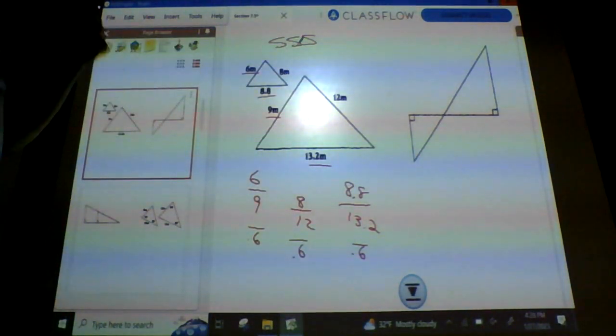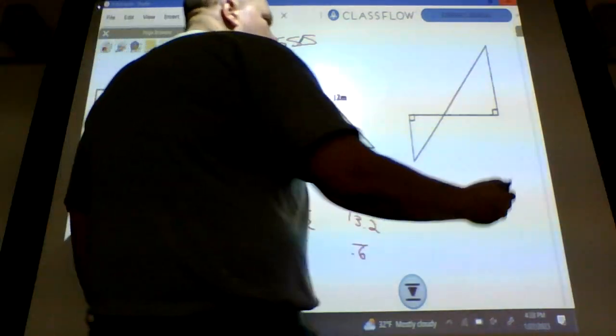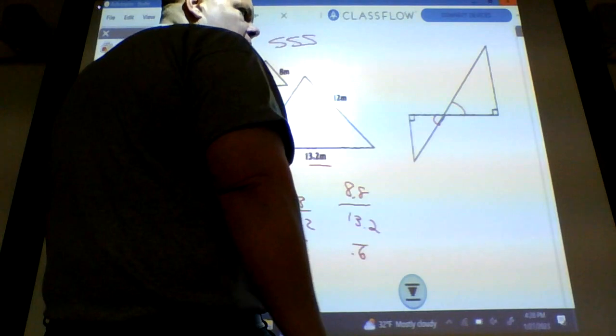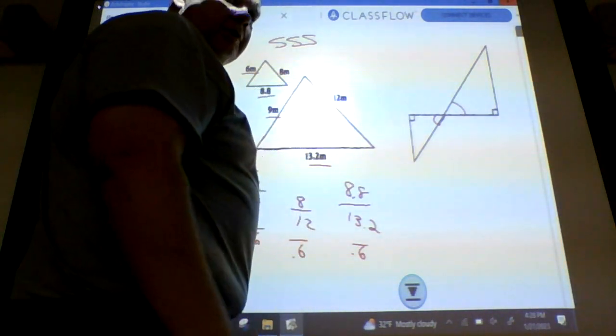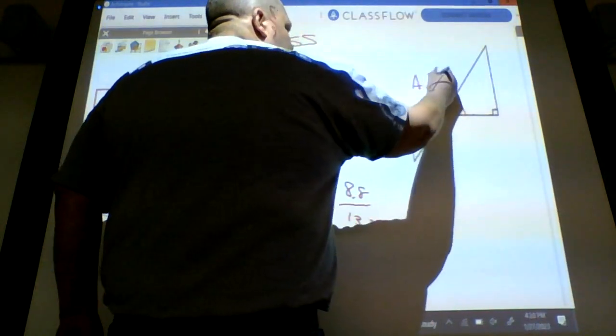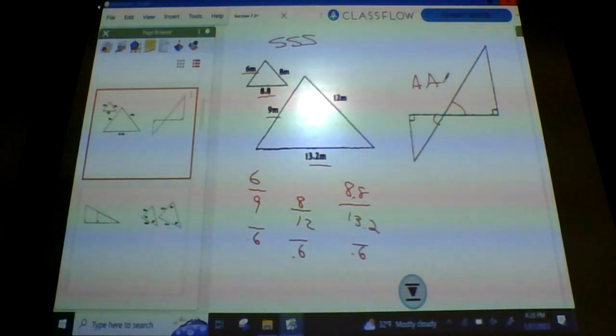Our two on the right-hand side are actually stacked. And remember that when you've got vertical angles at the center, those angles are automatically congruent. As a result of that, those two triangles are similar by AA similarity. Angle, angle.